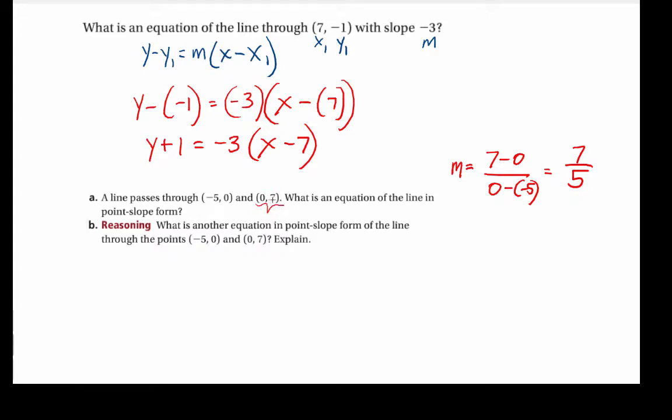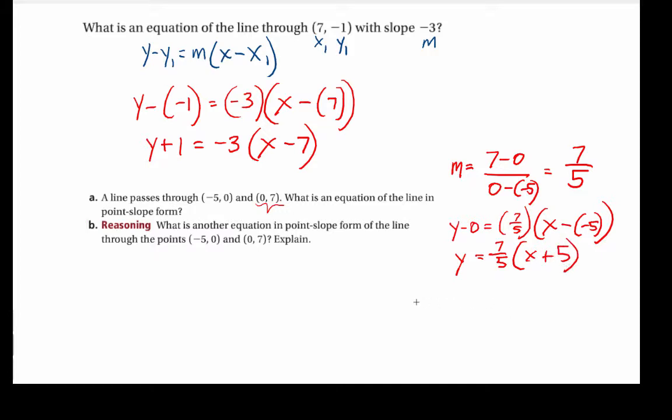That's a y-intercept, isn't it? But let's go with point-slope form. So let's just use our other point. Negative 5, 0. So y minus 0 equals 7/5 times the quantity x minus -5. And just kind of clean this up a little bit. Y minus 0 is 0. 7/5 x plus 5.